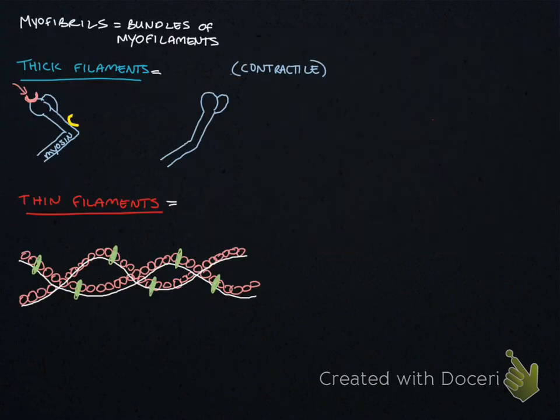Alright, now let's get some anatomy of our myofibrils out of the way. Remember, myofibrils are bundles of these myofilaments, and you remember we have thick and thin filaments. The thick filaments are myosin.